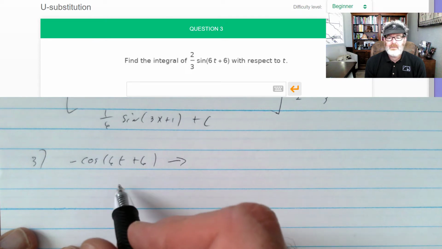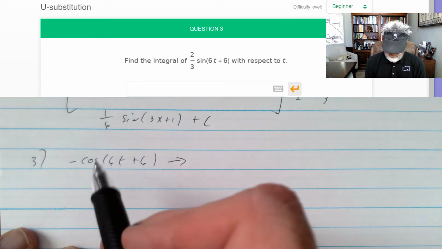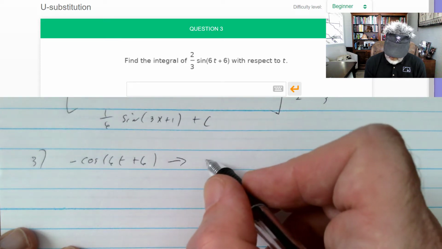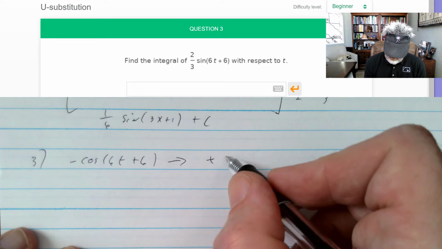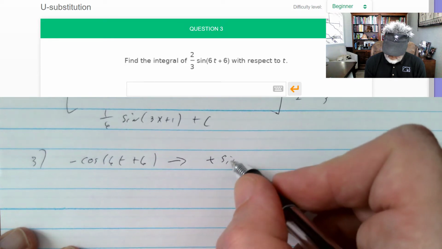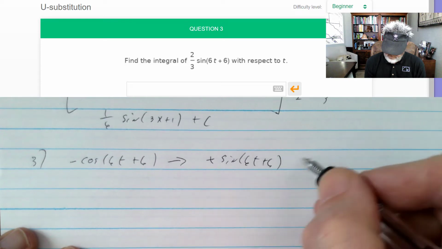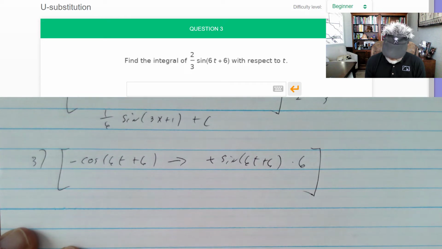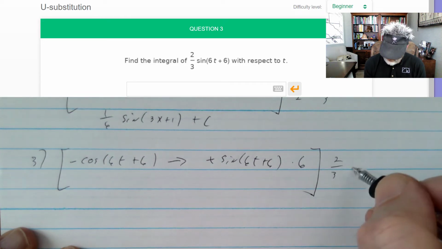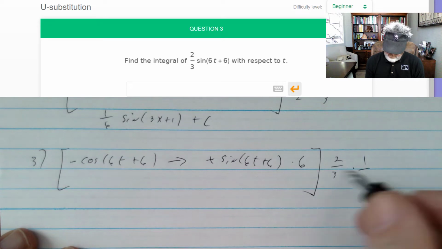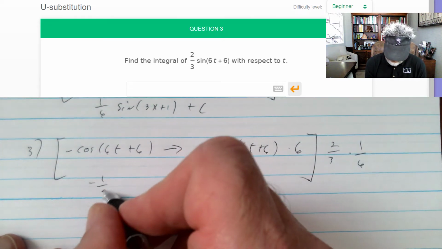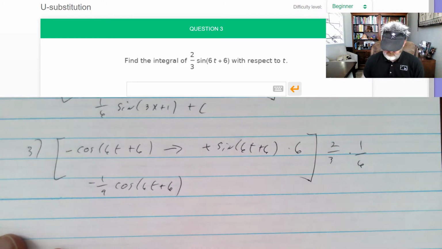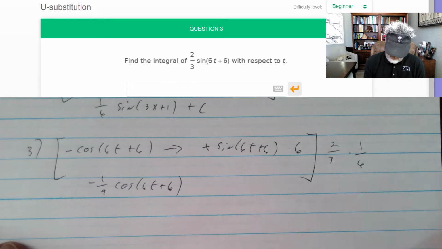So if I were to take the derivative of that, the integral of sine is negative cosine, kept everything the same. Derivative of cosine is negative sine. So we would get that, and then sine of 6t plus 6. Derivative of the argument is times 6. Now what I actually want is 2/3, so multiply by 2/3 times 1/6. That's like 1/9. So negative 1/9 plus c.